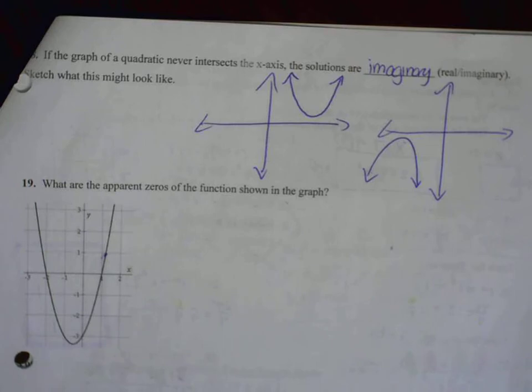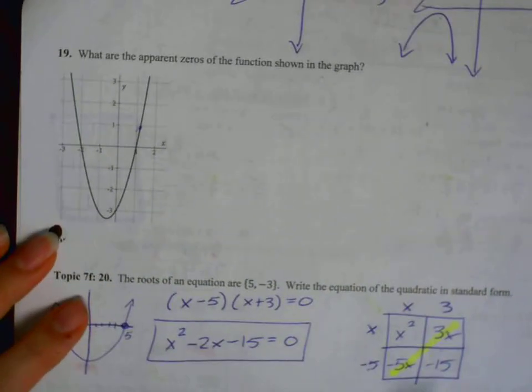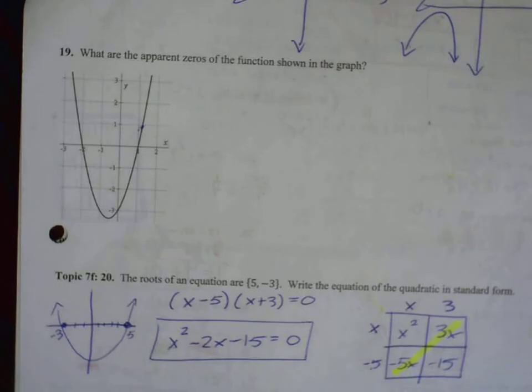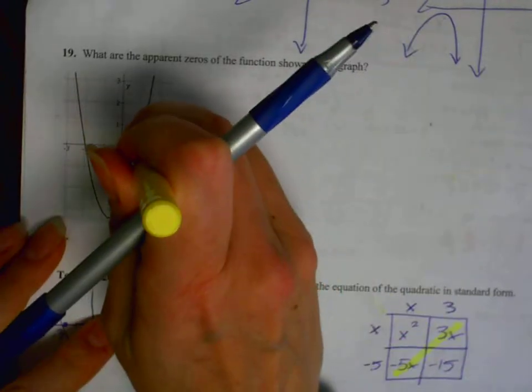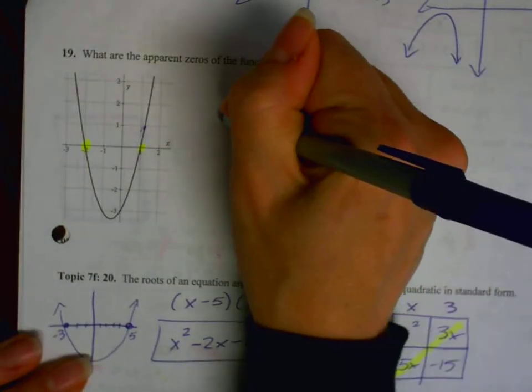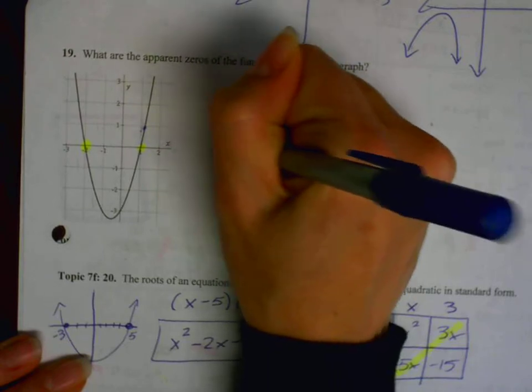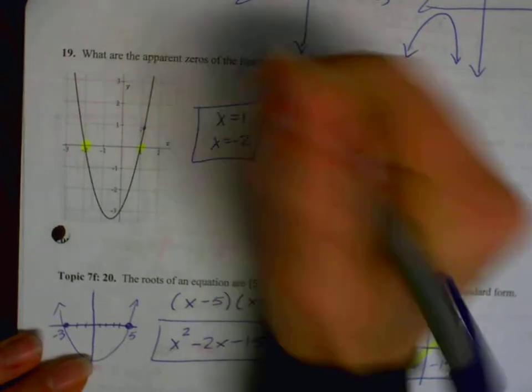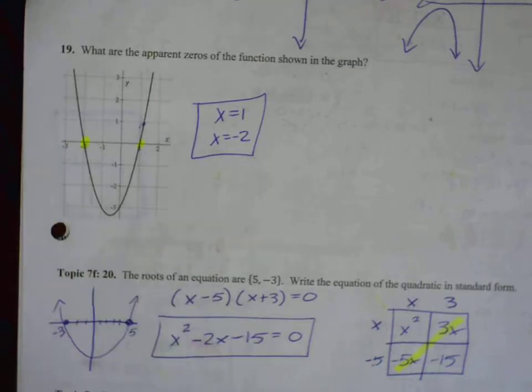Number 19, what are the apparent zeros of the function shown in the graph? Well, zeros mean roots, which means solutions, which mean x-intercepts. And your x-intercepts here are x equals 1 and x equals -2, the two spots where it crosses.